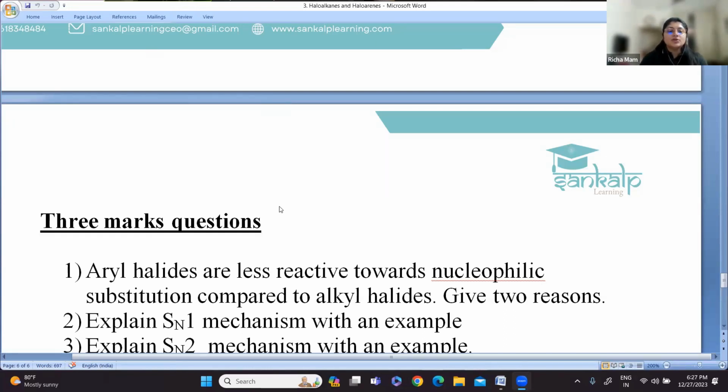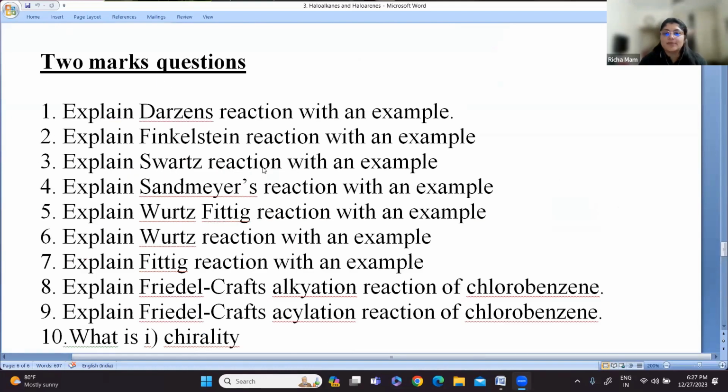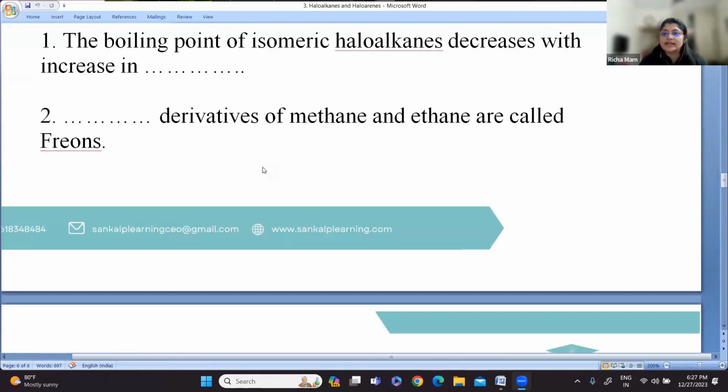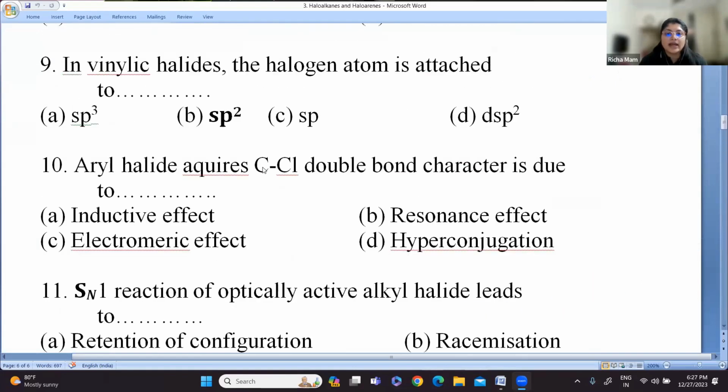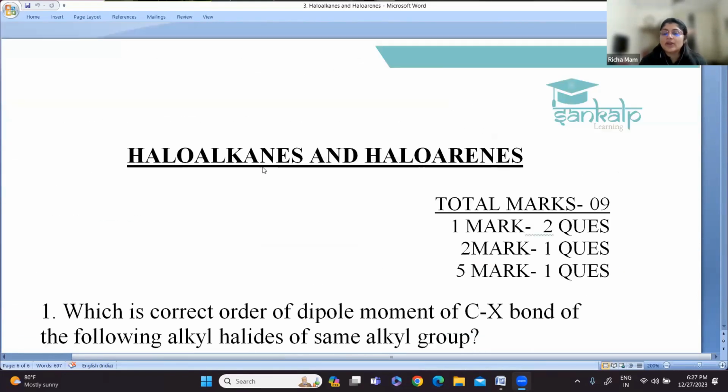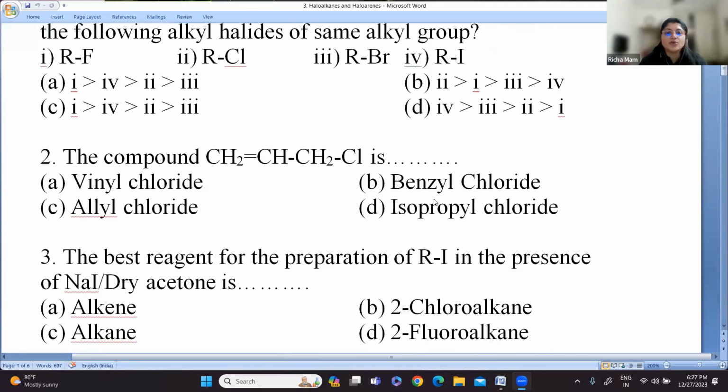Okay, fine. So these were the things which are important in haloalkanes and haloarenes. In haloalkanes and haloarenes, all the name reactions are very important. You have to study all the name reactions with examples: the general reaction, example, and explanation for each name reaction. You have to do all these name reactions perfectly.